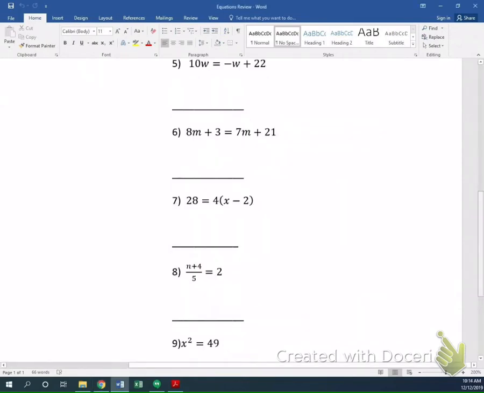All right, number 5 has variables on both sides. So I'm going to move the negative w. How do I do that? Add a w. So what's 10w plus a w? 11w. And that equals 22. Then what? Divide 22 by 11 and you get w equals 2. Good.